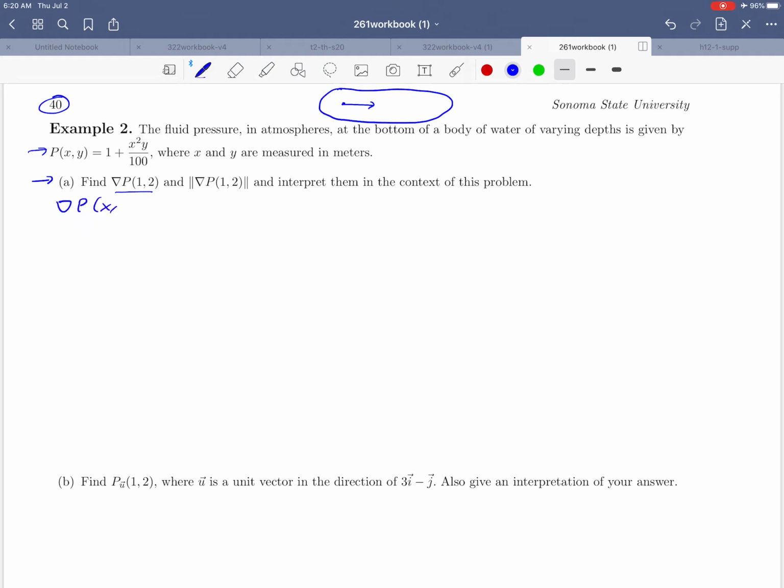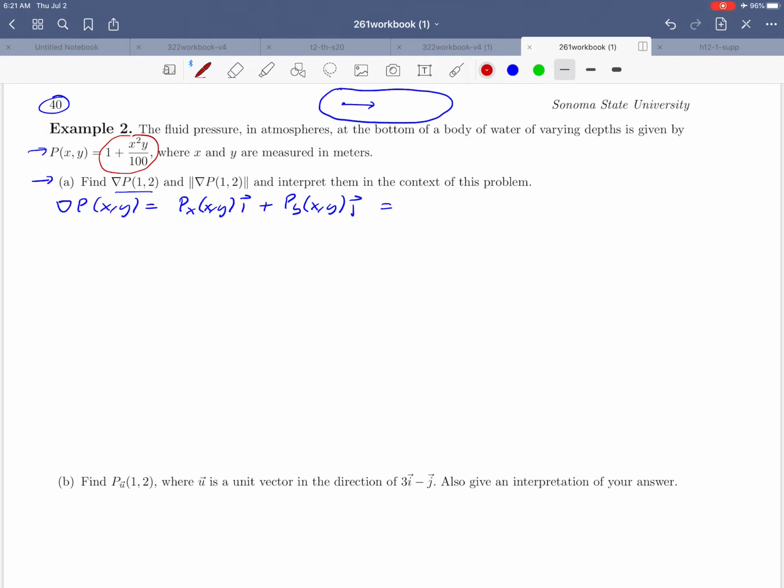The gradient is just a vector that we get by taking the two partial derivatives as its components. So the derivative with respect to x in the i direction plus the derivative with respect to y in the j direction. Okay, so we need to calculate two ordinary derivatives. Our function looks like 1 plus x squared y over 100.